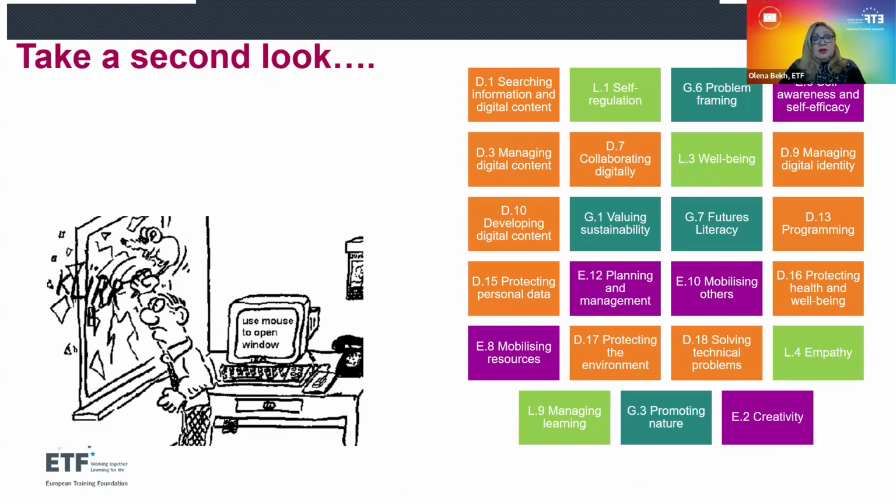And if you see, for example, D1 and D3 and D10, the orange competences, they belong to the digital competence framework, to DigComp. And if you look at the purple squares, like self-awareness, E6 or E10, mobilizing others, and creativity, E2, they are the EntreComp. And then if you look at the light green ones, self-regulation, well-being, empathy, managing learning, these are the LifeComp. And promoting nature, futures literacy, value and sustainability, these are the green competencies.